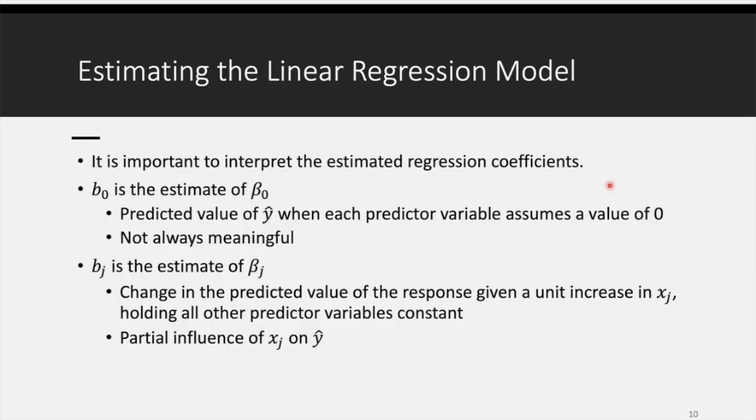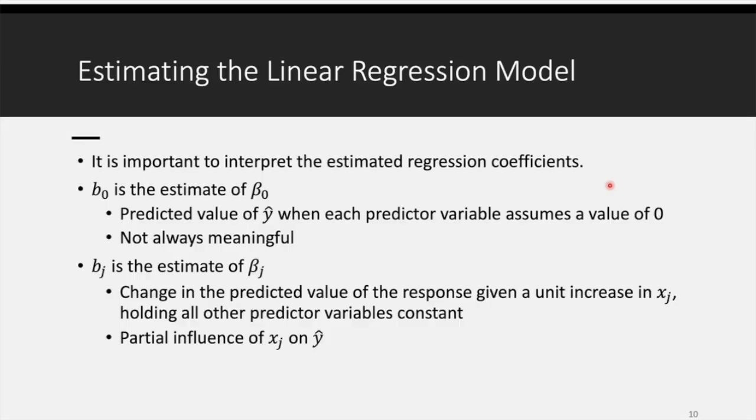And what does this measure? Bj, where B1, B2, B3, etc. We say Bj because we have many predictors. What does this value represent? What does this value measure? Bj, whether B1 or B2 or B3 or B4, etc. It measures the change in the predicted value of the response variable y hat given a unit increase in the associated predictor variable xj, holding all other predictor variables constant. In other words, it represents the partial influence of xj on y hat.